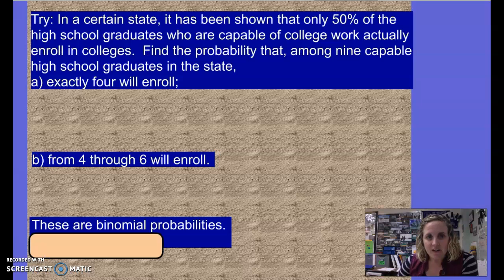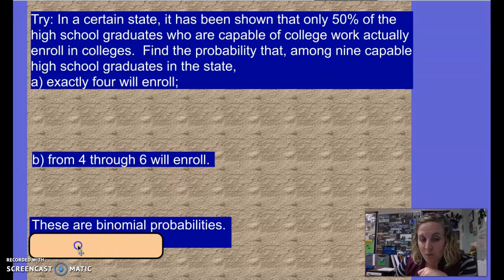Alrighty. This one's the last one, sorry. In a certain state, it has been shown that 50% of the high school graduates who are capable of college work actually enroll in colleges. Find the probability that among 9 capable high school graduates in the state, exactly 4 will enroll. 4 through 6 will enroll.